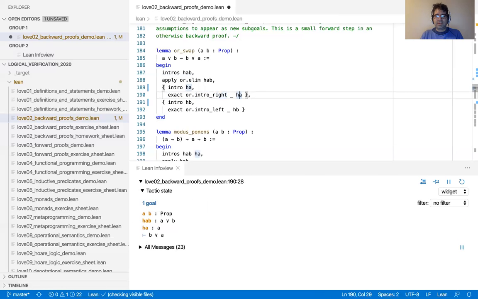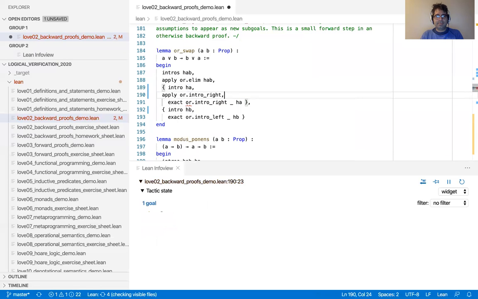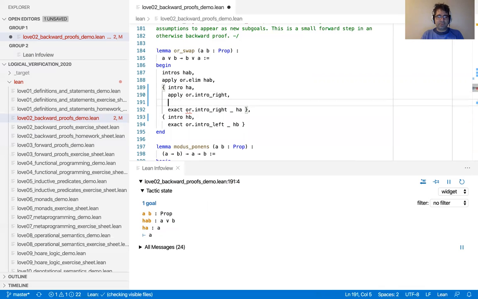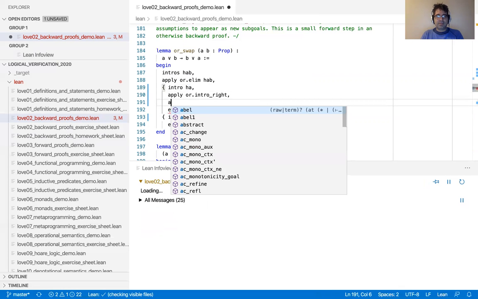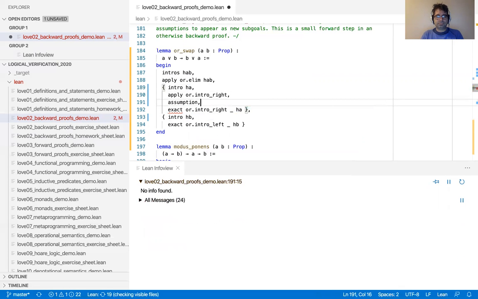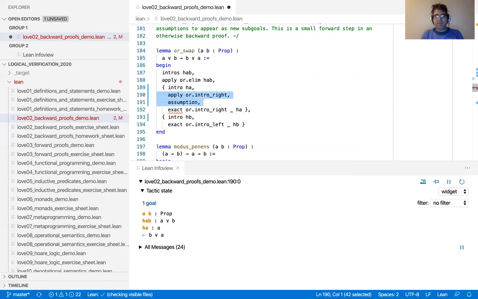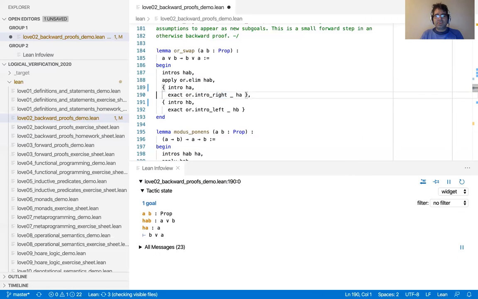And this is what it looks like. So I could also write it in several lines, I think. Right? So here, if I write it in several lines, first I apply intro write, and then I can say assumption. So that would be the easiest way to write it. Here I've used a slightly more macho idiom, which is to pass the hypothesis directly.